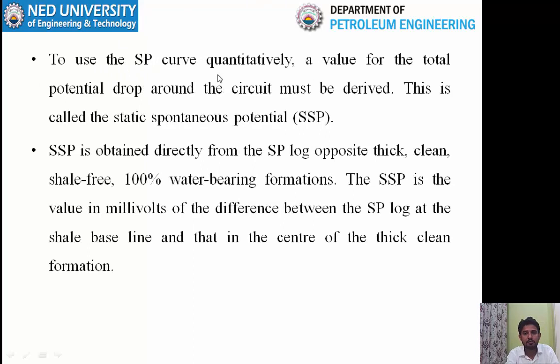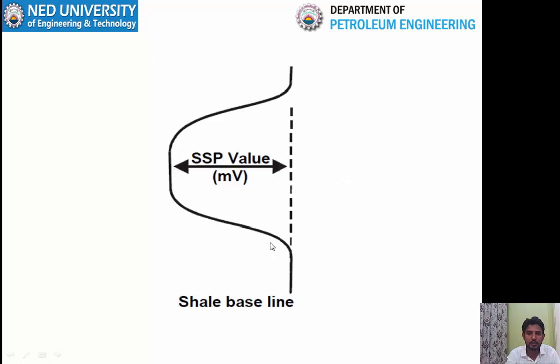To use the SP curve quantitatively, a value for the total potential drop around the circuit must be derived, and this is called the static spontaneous potential, and it is obtained directly from the SP log opposite a thick, clean, shale free 100% water bearing formation. The SSP is a value in millivolts of the difference between the SP log at the shale baseline and that in the center of the thick, clean formation.